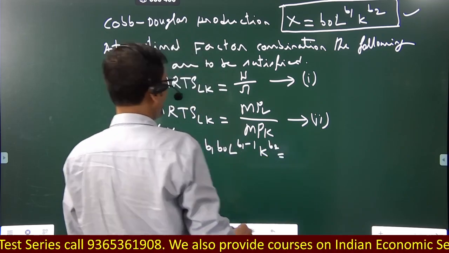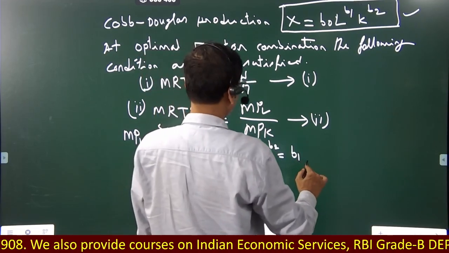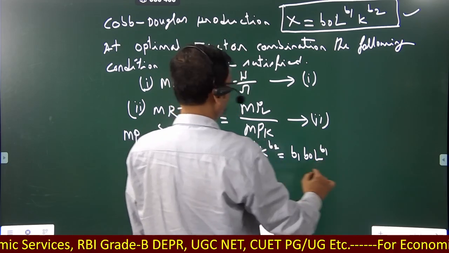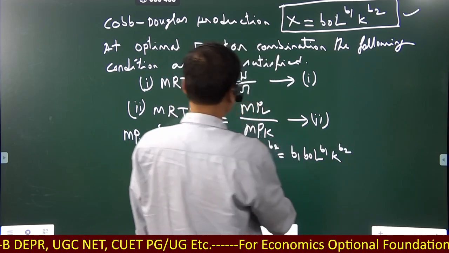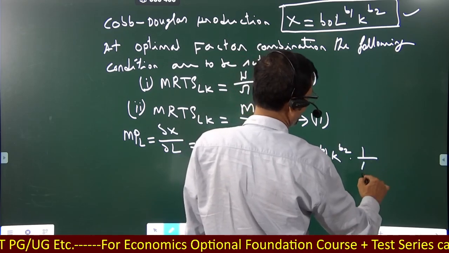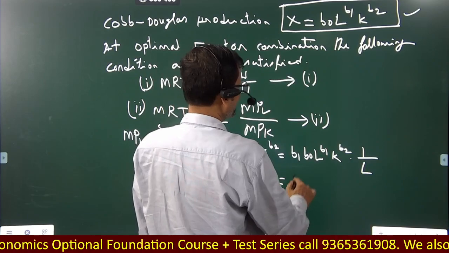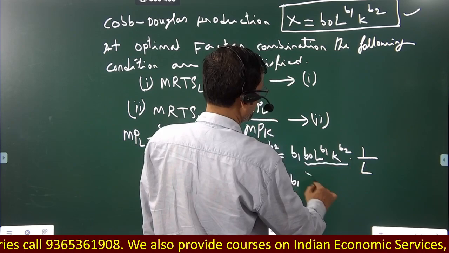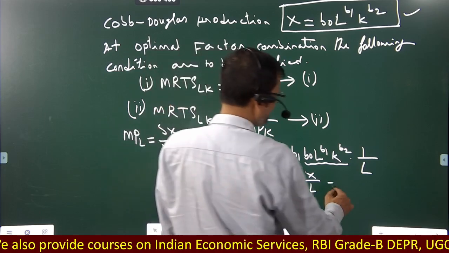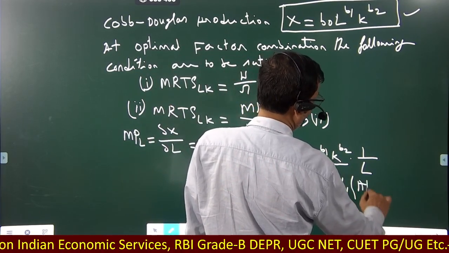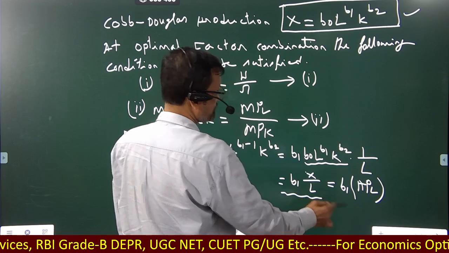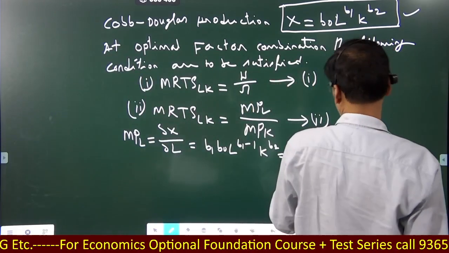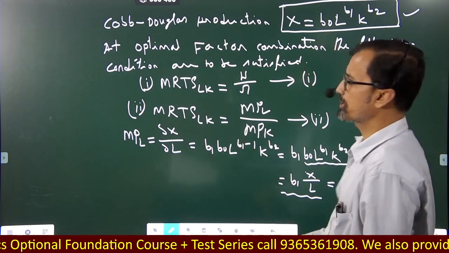So here B1 times B naught, L to the power B1 and K to the power B2, and this L to the power minus 1 we can write as 1 by L. Ultimately, the value of this much is x divided by L, or we can write B1 times the average product of labor, but we use this expression only: B1 x by L. This is the marginal product of labor that we got after differentiating the production function with respect to L.